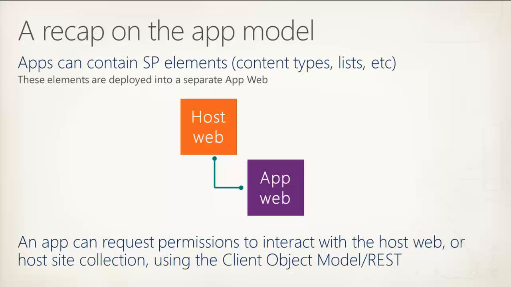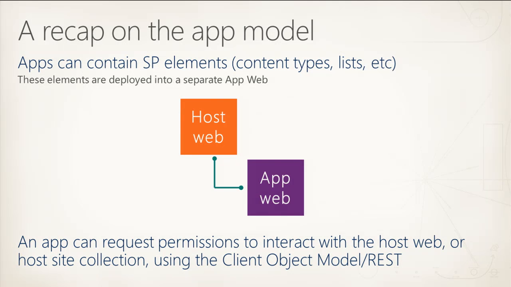So a really quick recap on the app model. If you've looked at the app model before, you've heard about this concept of an app web. Basically, it means whatever SharePoint element that you put in your app will be deployed inside a new web that gets created when the app is installed. And that's where content types and lists and all the SharePoint elements that you create are deployed.